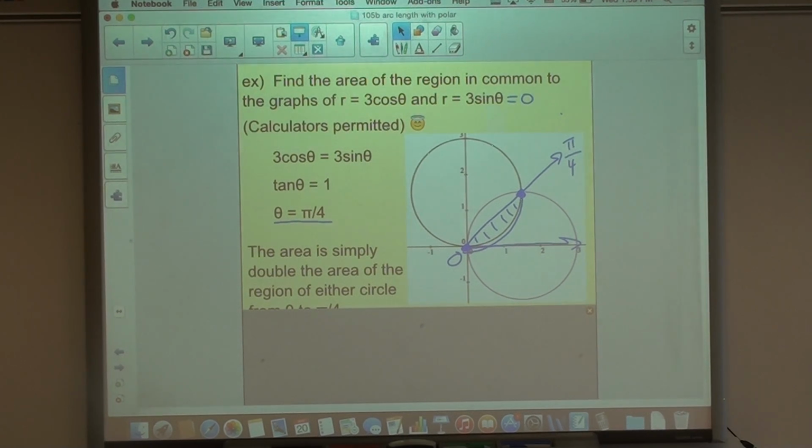3 sine theta. Or you could go from pi to pi halves on the circle and use cosine.